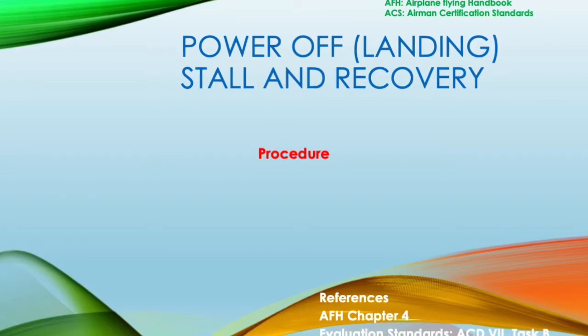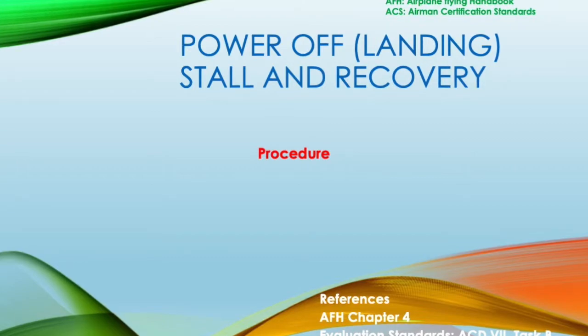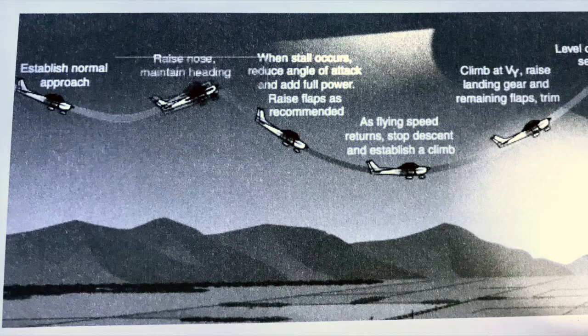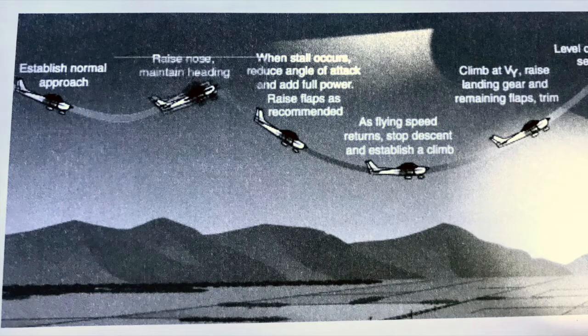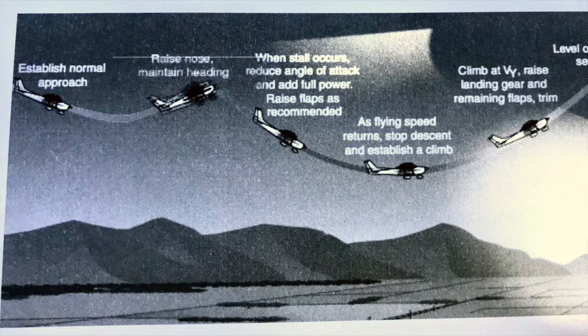Turn base or straight ahead. Below VFE, flaps 20 degrees. Airspeed 75 KIAS or 80 mph. Turn final or straight ahead below VFE. Flaps 30 degrees. Airspeed 70 knots or 75 miles per hour.